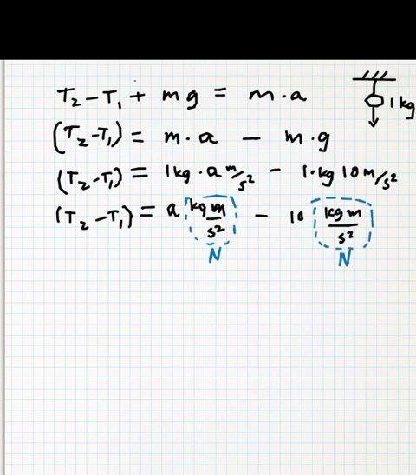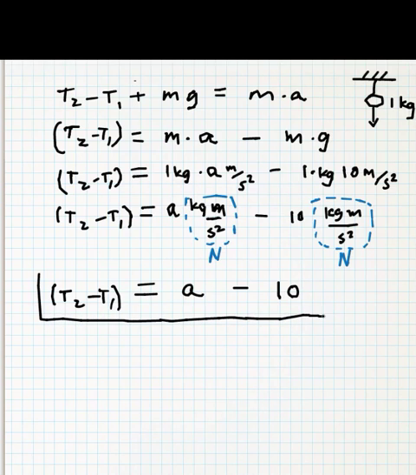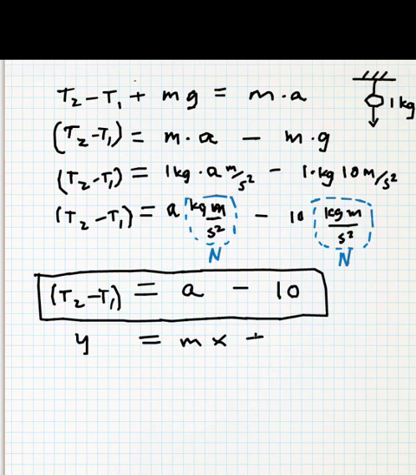So let's continue on with this equation, and let me just show you that this equation looks probably a lot like an equation that you've seen before, T2 minus T1. It's an equation of a line, and in this case the variable that we're looking at is the difference in these two tensions, T2 minus T1, we'll call this the y, and the slope equals mx, right here, mx plus b.